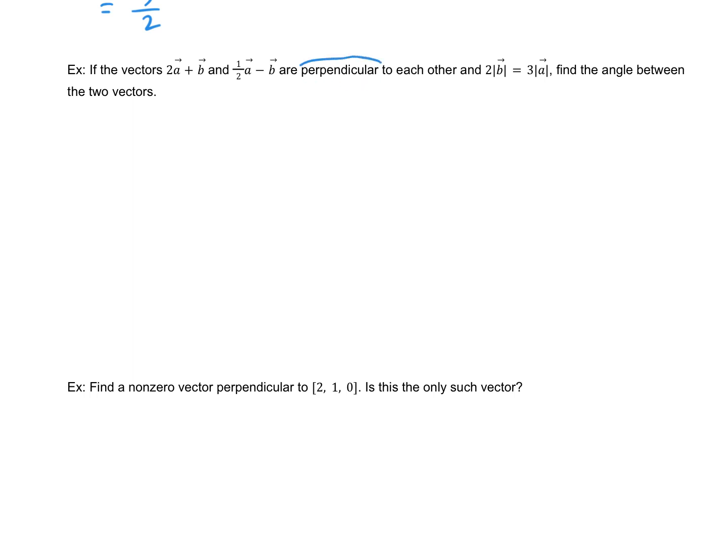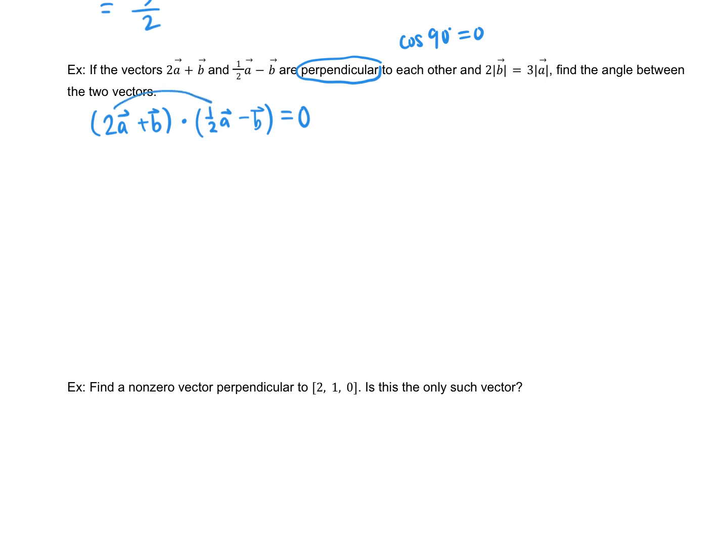Now, speaking of perpendicular, we also know that the dot product of two perpendicular vectors is 0 because cos 90 is 0. So that lets us start this question off. The dot product between 2a plus b and 1/2 a minus vector b should equal 0. Okay, we've just been cleaning up these dot product expressions using that distributive property. So let's do that.